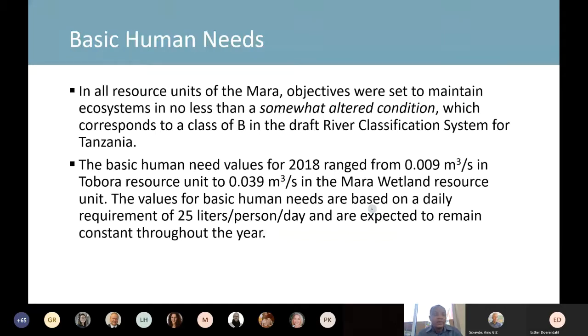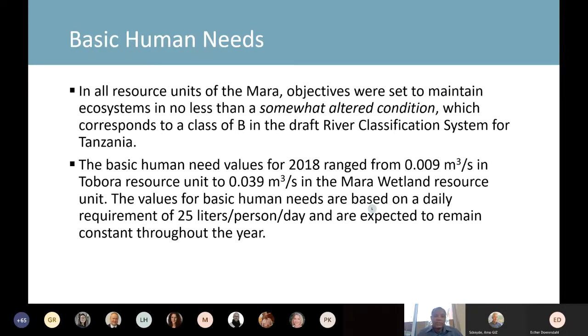Thereafter, after having developed the requirement for the environmental flows for all the facets, we then came to an objective of developing a somehow altered condition which corresponds to a class of B in the draft river classification system for the Tanzanian and of course for the Nile Basin guideline.